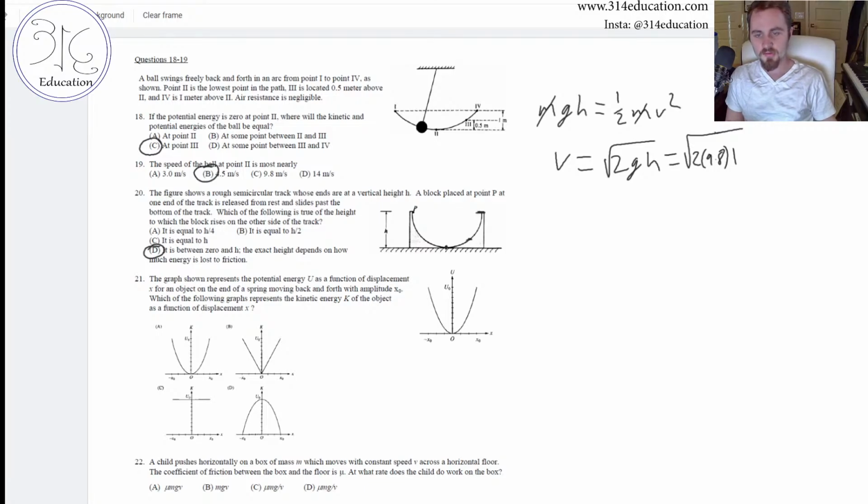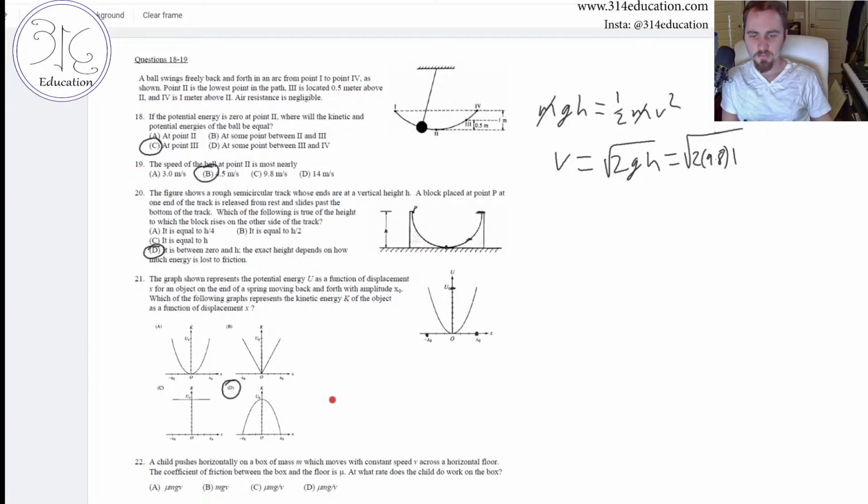Graph shown represents the potential energy U as a function of displacement x for an object on the end of a spring, moving back and forth with an amplitude x0. Which of the following best represents the kinetic energy of the object as a function of x? So the kinetic energy we expect to be inverted. We expect this to be at the minimum when our x's are down here. We expect them to be zeros there, and at a maximum up here. And so the only one that fits that would be D.